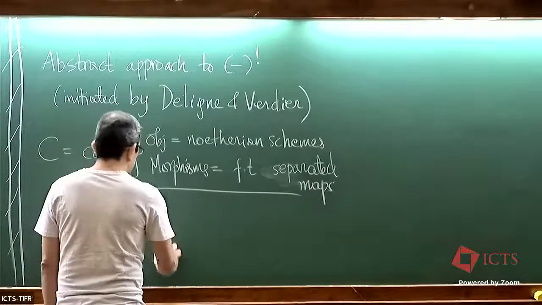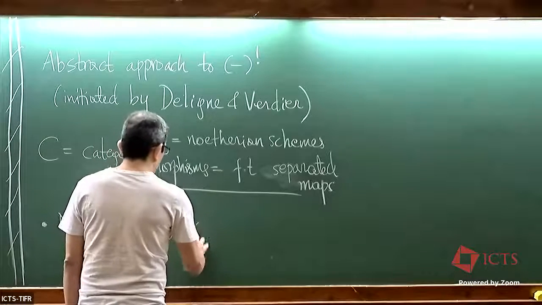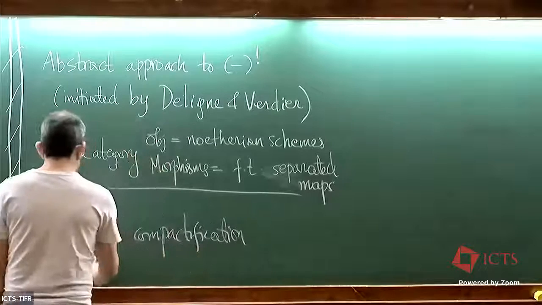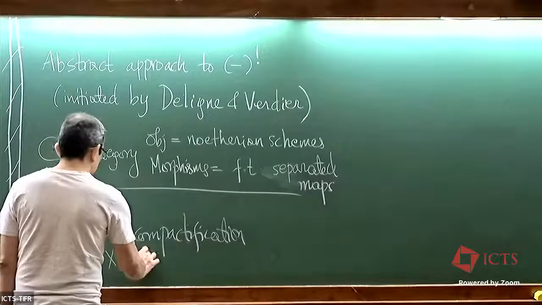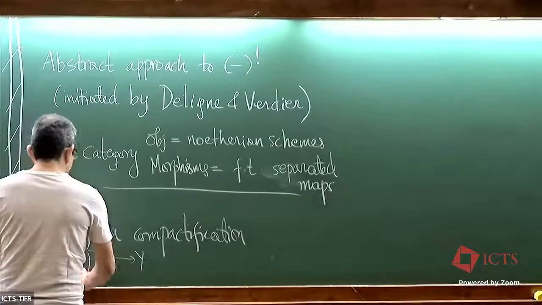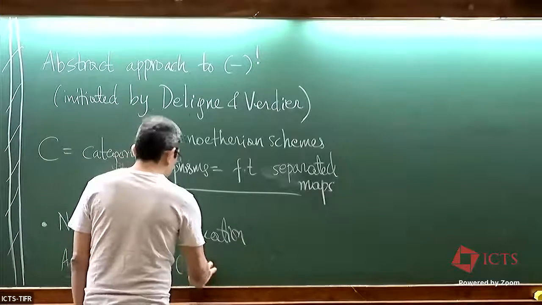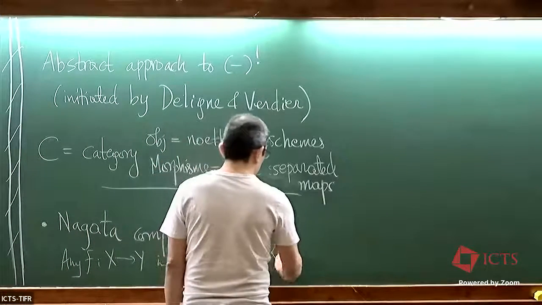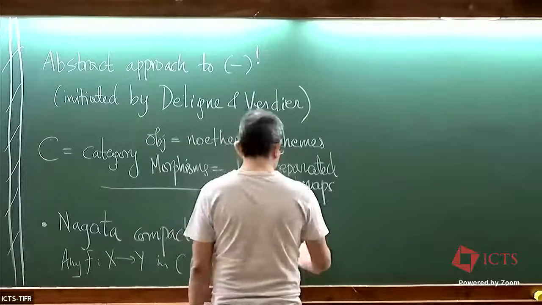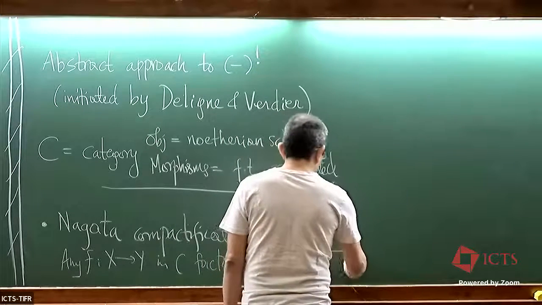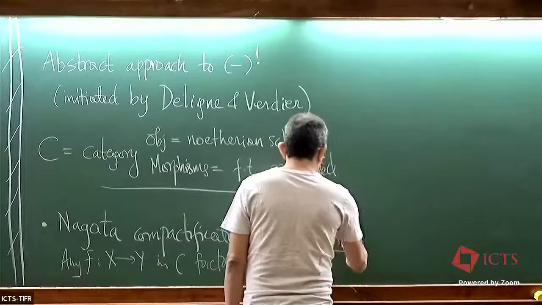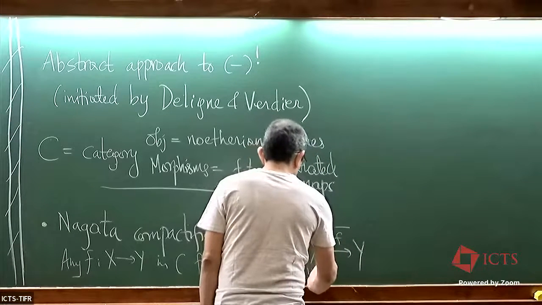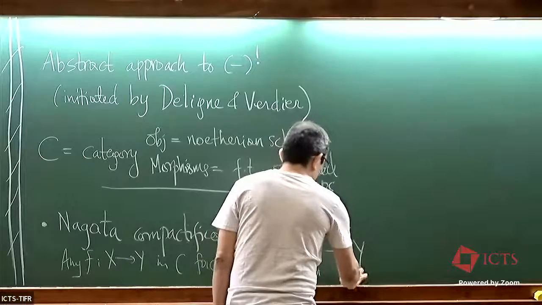So this I mentioned last time. Just to remind you once again, any map f from X to Y in C factors as X to X bar to Y, where the first map is an open immersion and the second is proper.